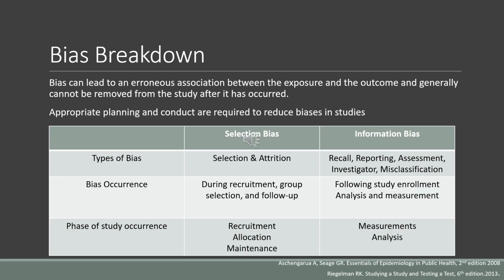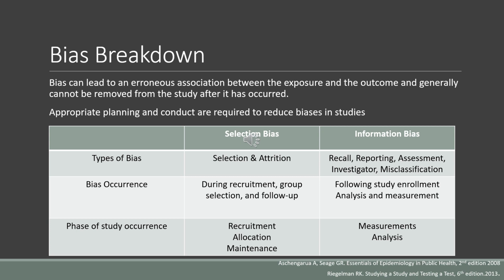Let's recap what we've learned about biases thus far. So biases can lead to erroneous associations between the exposure and the outcome and generally cannot be removed from the study after it has occurred. Appropriate planning and conduct are required to reduce biases in studies. So it's investigator error in not planning and conducting the study appropriately. But as readers, we need to be sure that we look out for these types of biases so that we can make sure that when we do apply study results to practice, we're only applying results that are valid and bias-free.